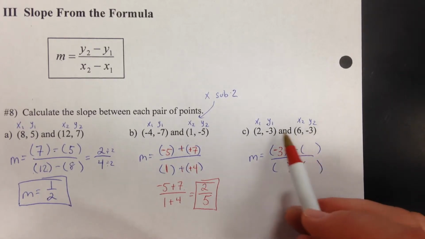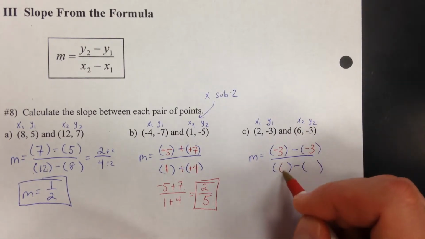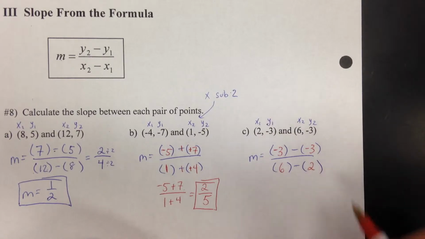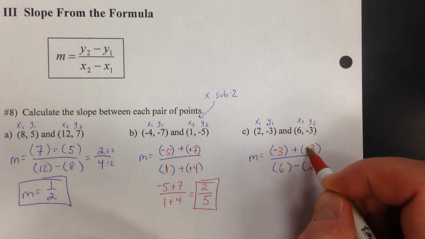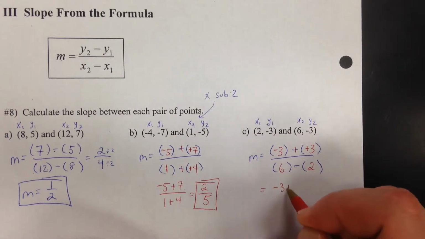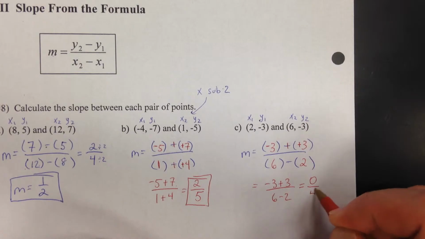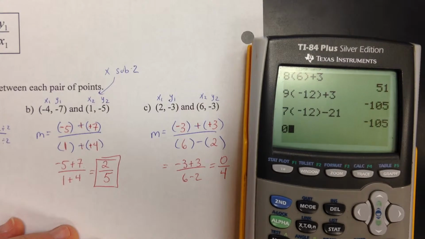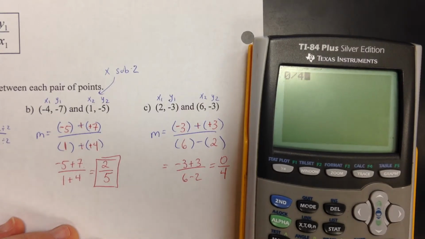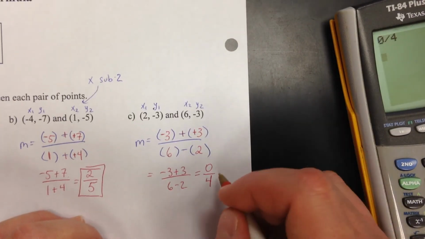Y sub 2 minus y sub 1, which is also negative 3, over x sub 2, which is 6, minus x sub 1, which is 2. Now what happens here, minus a negative, both those become plus. So I'm going to do negative 3 plus 3, and then I'm going to do 6 minus 2. Negative 3 plus 3 is 0. 6 minus 2 is 4. Now, when you do this, 0 divided by anything is always 0. So the answer to this is 0.